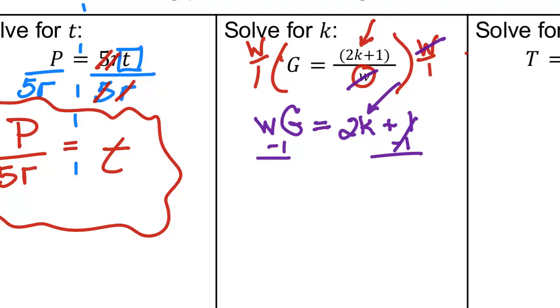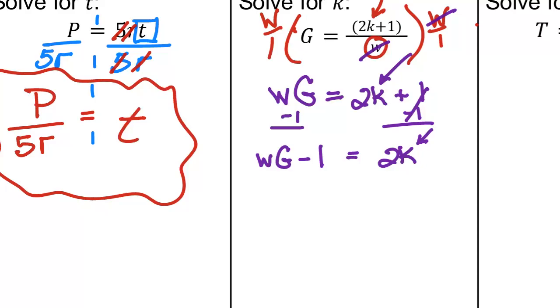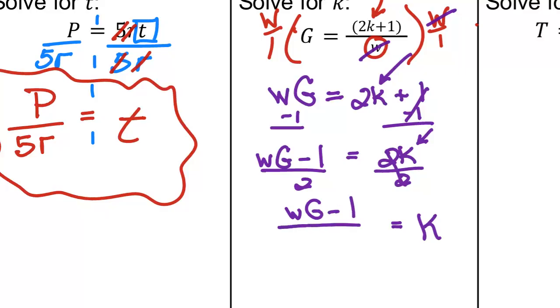Ones cancel out. WG minus 1, because I can't take away 1. I don't know what WG is. That's equal to 2K. And again, you're trying to solve for K, so the last thing you would do here is divide by 2, divide by 2, 2 simplify out, and K is equal to W times G minus 1, all divided by 2.